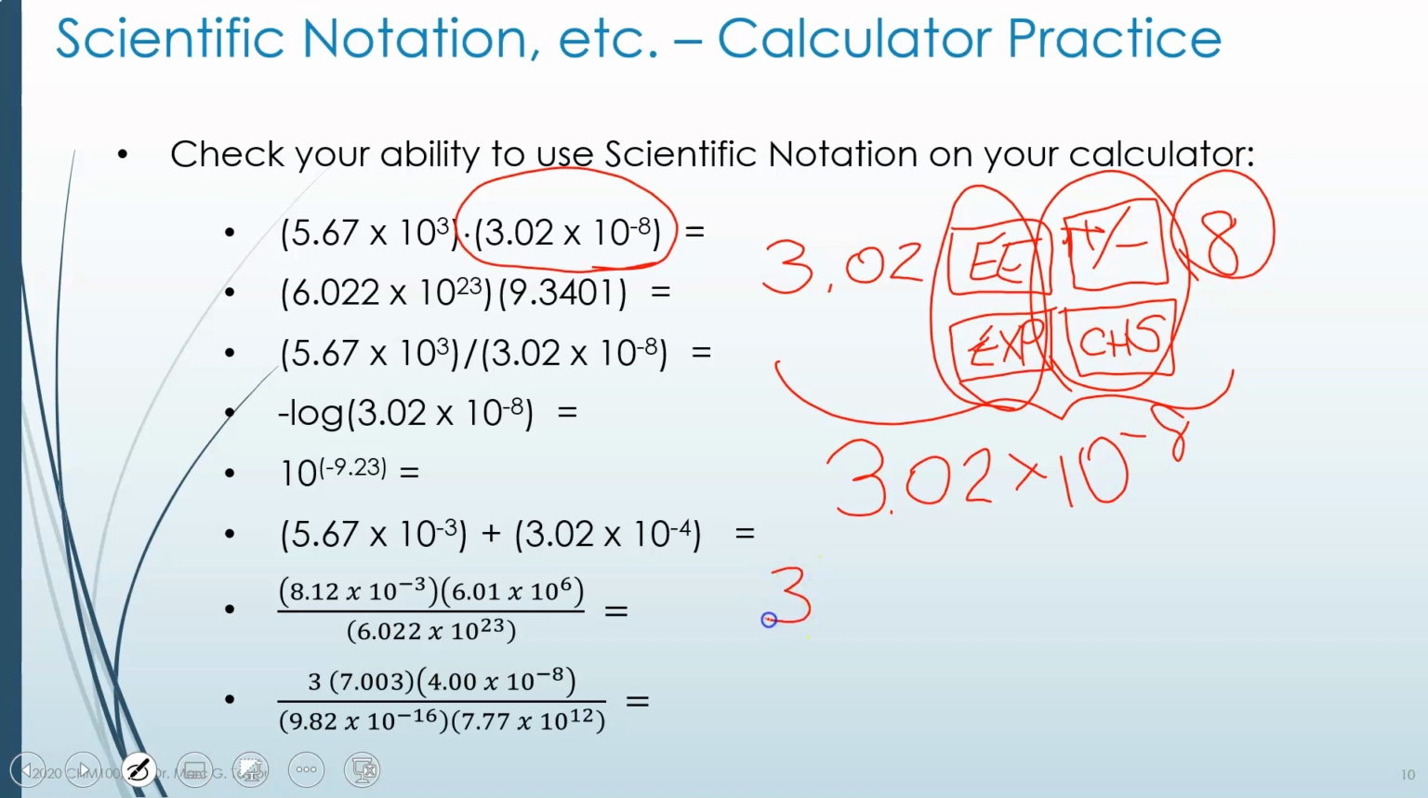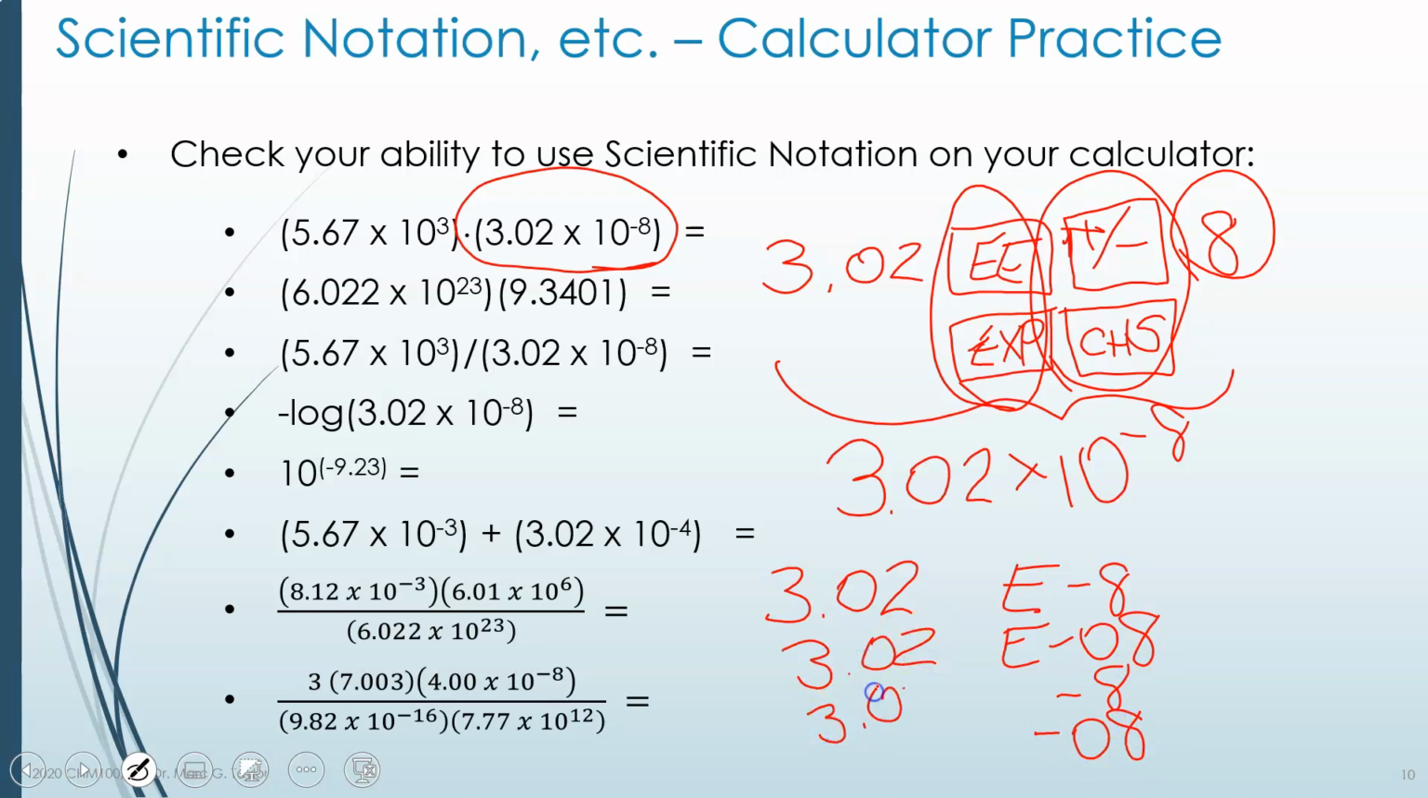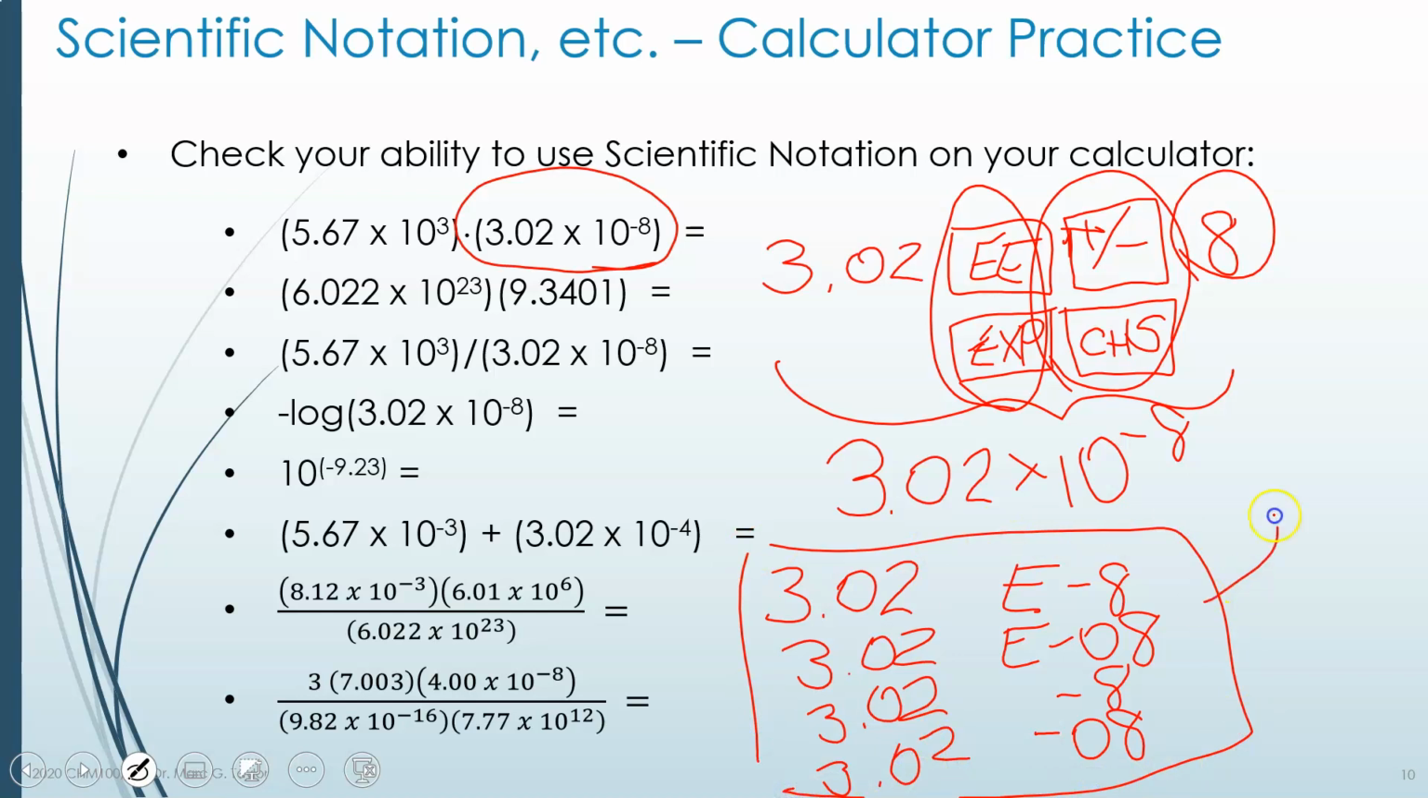Your calculator might display it as 3.02 with a space, E, and maybe minus 8. It might say E minus 08. It might have no E at all and just say minus 8, or say minus 0.8. But in each case, it'll say 3.02 first. This is the way a calculator represents scientific notation. So when the calculator gives you that, you would rewrite it on a test or a problem set or a lab as 3.02 times 10 to the minus 8.